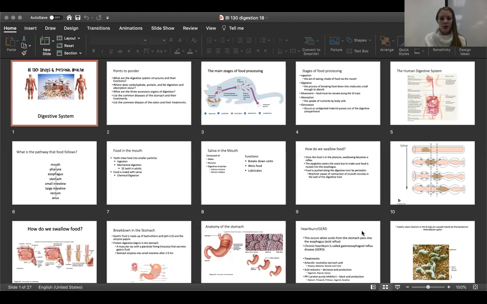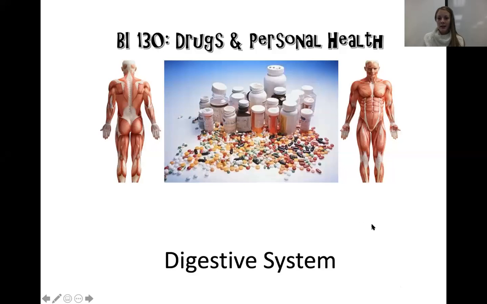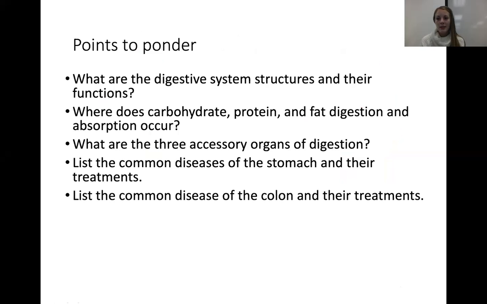So let's talk about the digestive system today. We looked at the rat last week and had a good visualization of what that rat looks like and their digestive tract. With our digestive system, here are those points to ponder. We're going to look at the structures and the functions of the digestive system. We're going to talk about how carbohydrates, proteins, and fats are digested and absorbed into our body. And we're also going to talk about the 3 accessory organs of digestion. We're going to list some common diseases of the stomach and their treatments, as well as other diseases of the colon and their treatments.